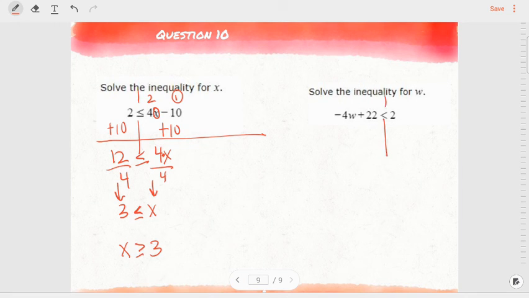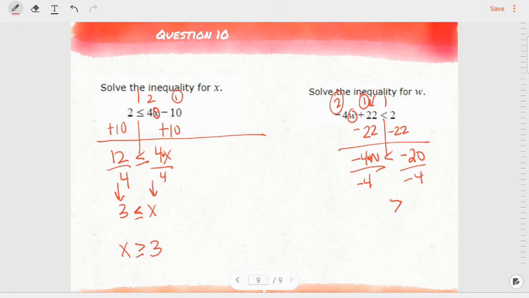And last but not least, on this problem, here's my variable. I need to get rid of 22 first, negative 4 second, because 22 is further away, and I'm going to do the opposite. So minusing 22, since it was addition, I'm left with negative 4w is less than negative 20. This is multiplication. I'm going to undo it with division, but wait. I'm dividing by a negative, so my sign is going to change from less than to greater than. And I'm left with w is greater than 5.